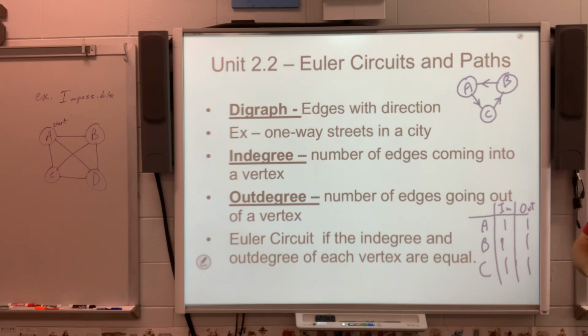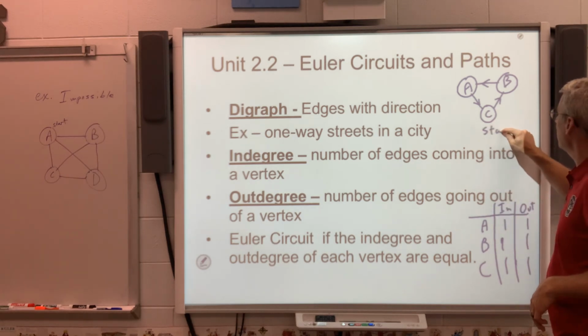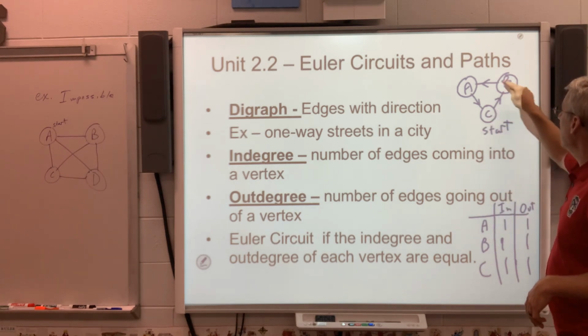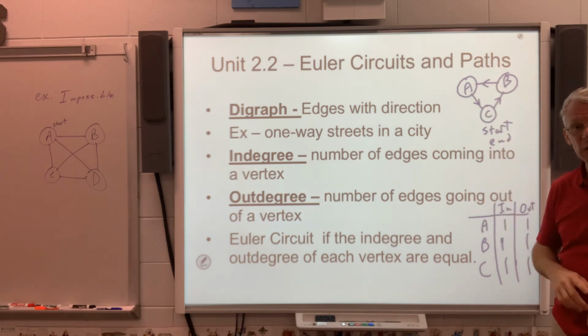And there's an Euler circuit if the in degrees and out degrees of each vertex are equal. So in this case, everything is the same, so this is actually going to be an Euler circuit. What I mean is that if I start at C, I can go around and end at C as well.